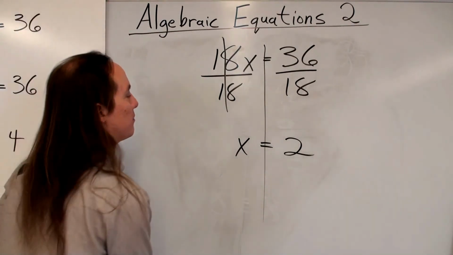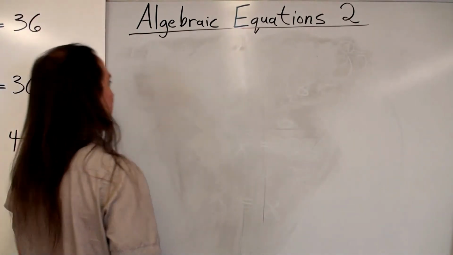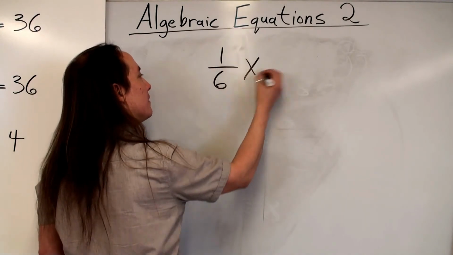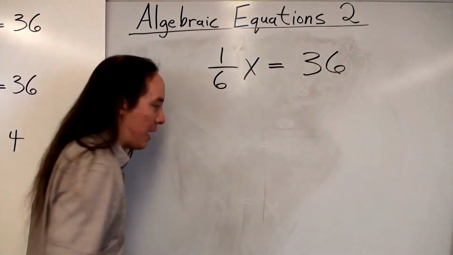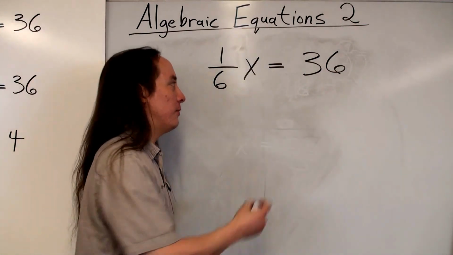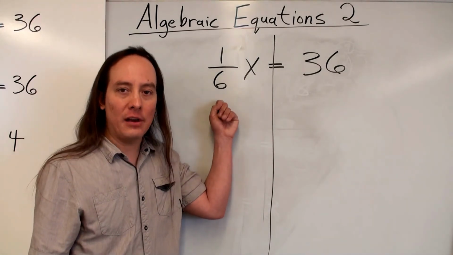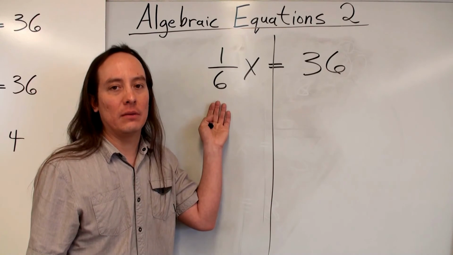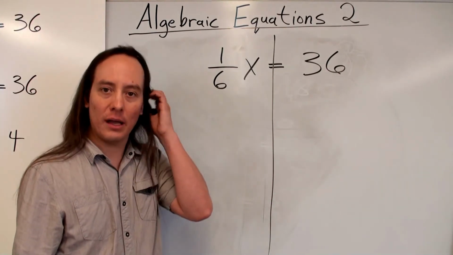All right, let's do the next one. Got 2 more to go and we're done. The next one was 1/6 x is equal to 36. Now remember, when we have a fraction, well, first step, don't forget my first step, but when we have a fraction, I can get rid of the denominator. Getting rid of the denominator would eliminate that whole fraction. And to do that, I multiply by that denominator, okay?